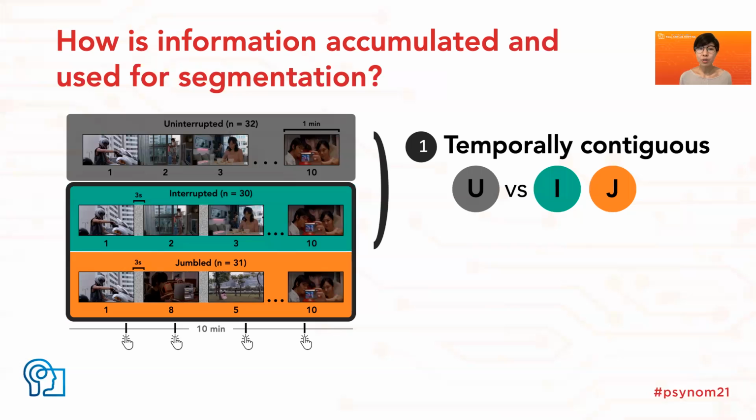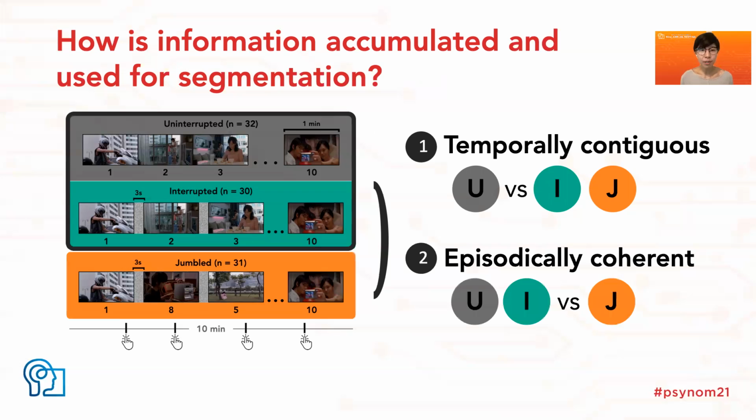So if information used for segmentation needs to be accumulated in a temporally contiguous manner, disrupting the continuity of the movie should impact segmentation. And we should see differences between the uninterrupted, abbreviated as U, and the other two conditions, interrupted or I and jumbled or J. And if information needs to be accumulated such that they form episodically coherent understanding of the movie, we should see differences between the jumbled and the other two conditions.